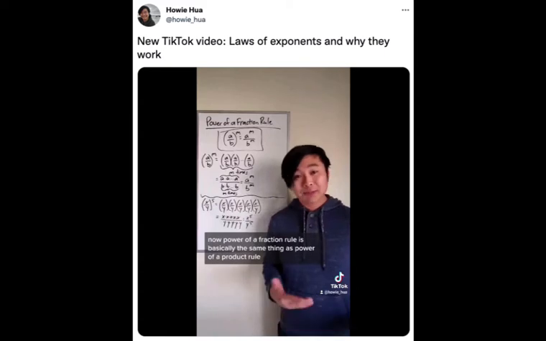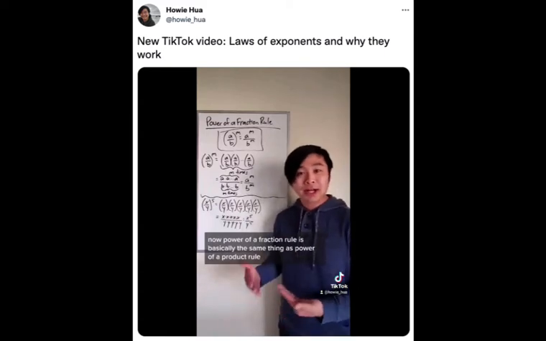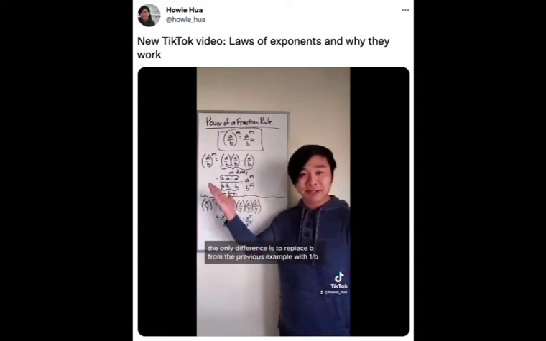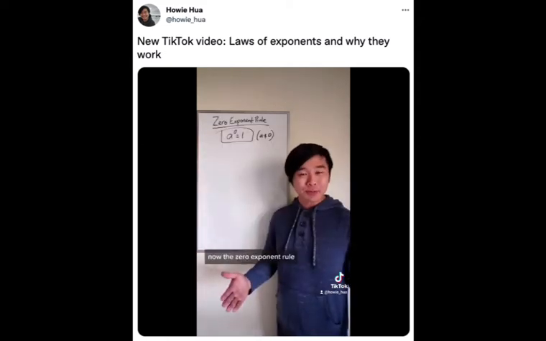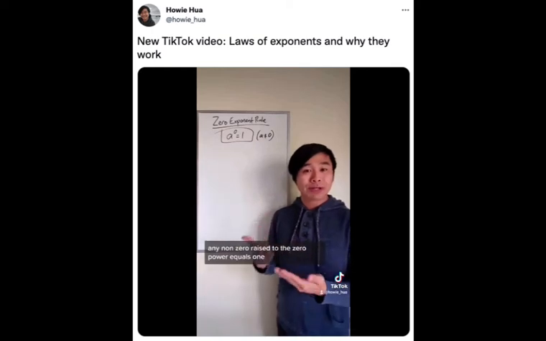Now, the power of a fraction rule is basically the same thing as the power of a product rule. The only difference is to replace b from the previous example with 1 over b, and you get the same thing. Now, the zero exponent rule. Any non-zero number raised to the 0 power equals 1.